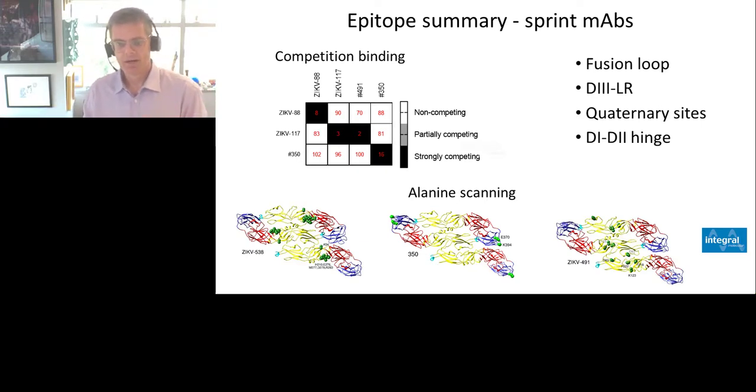We worked with a group, Integral Molecular, has been a good partner with us. They made alanine mutations at every position in the Zika envelope protein, and by looking at lack of binding to individual members of that library, we were able to do alanine scanning during the sprint, so we knew exactly the residues that were important for escape.